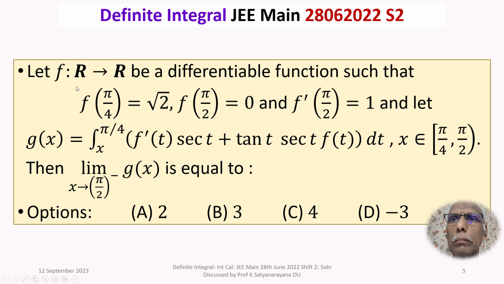We are given f is a real valued function defined on the set of real numbers, and it is given to be a differentiable function such that the value of f at pi by 4 is root 2, the value of f at pi by 2 is 0, and the value of f prime, the first derivative, at pi by 2 is 1, and let g of x be defined as the integral from x to pi by 4 of f prime t secant t plus tan t secant t f of t, bracket close, dt, where x belongs to the semi-closed interval pi by 4 to pi by 2.